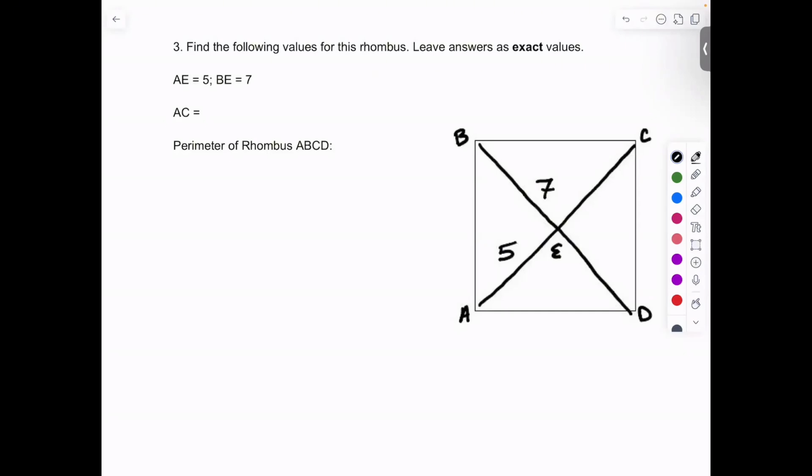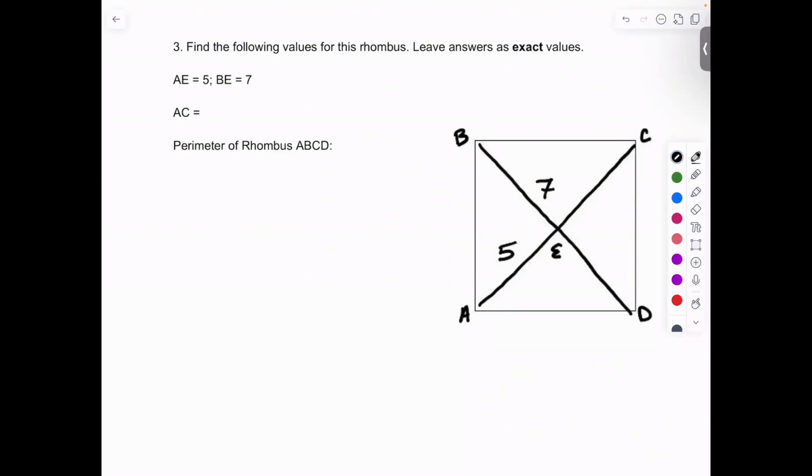So what we have here is segment AE is 5, segment BE is 7. And we do know, again, it's a rhombus. Now, I made it look like a square, and that's simply because the review I pulled it from made it look like a square too. So we can't assume, for instance, A, B, C, and D are right angles, even though they may have that appearance. We can't make that assumption.